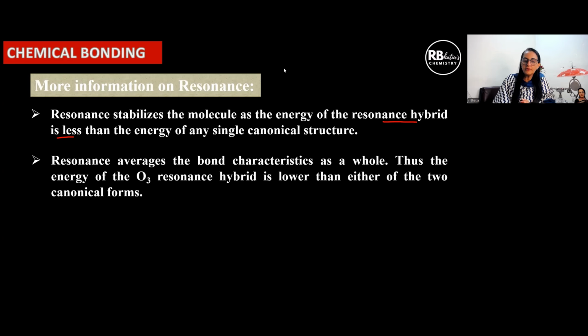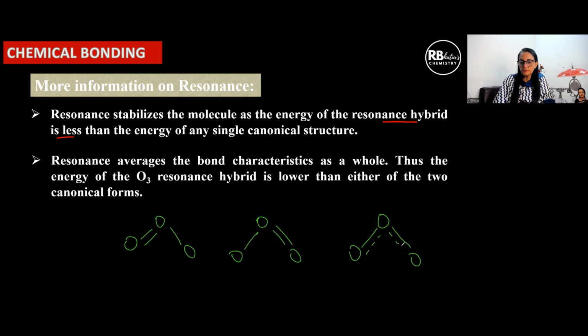It averages the bond characteristics, like this bond was double and this was single. And in this case, this was single and this was double. So in reality, each OO bond is in between that of a single and a double bond. So thus energy of ozone resonance hybrid is lower than either of the two canonical forms. And resonance hybrid is shown by a triple-headed arrow, resonating structures by a double-headed arrow.